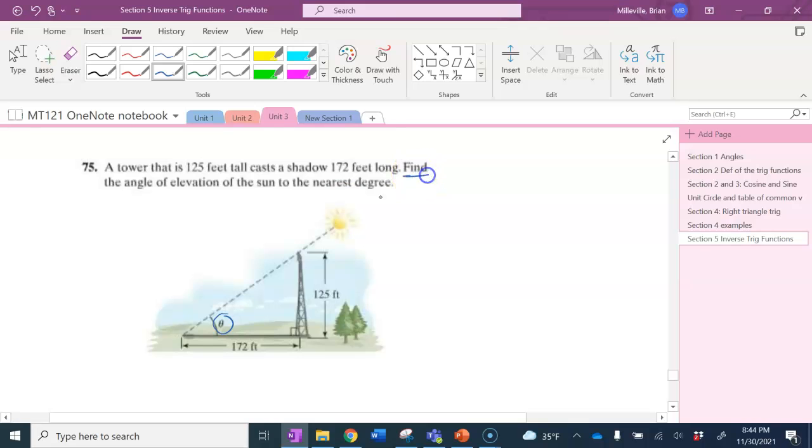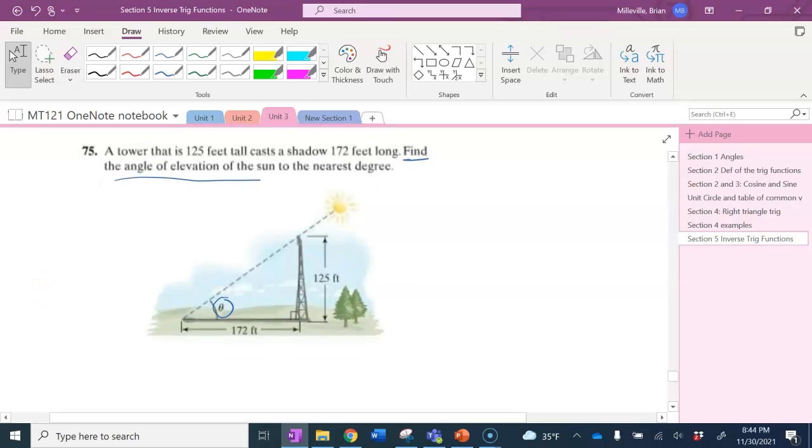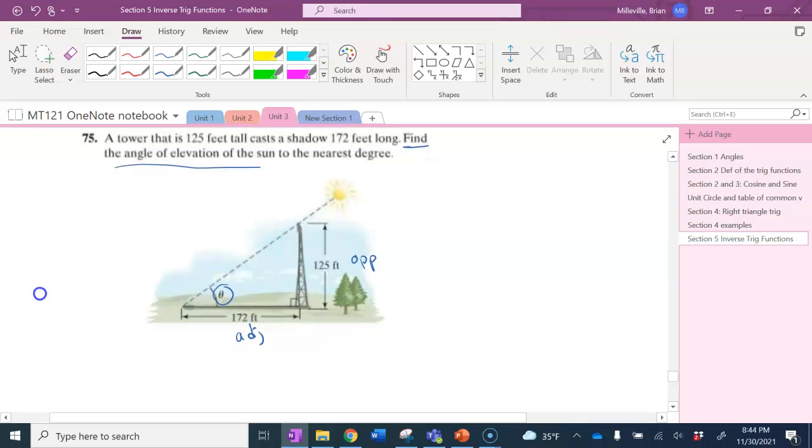So this one's looking for the angle of the sun to the nearest degree, because the sun is going to create that shadow. All right, now looking at the right angle triangle we've got in the picture, if we're looking at this angle, then we have the opposite side and the adjacent side of that right angle triangle. And what trig function connects together the opposite and the adjacent? That's the tangent function. Tangent is equal to opposite over adjacent in the right triangle trig definition.